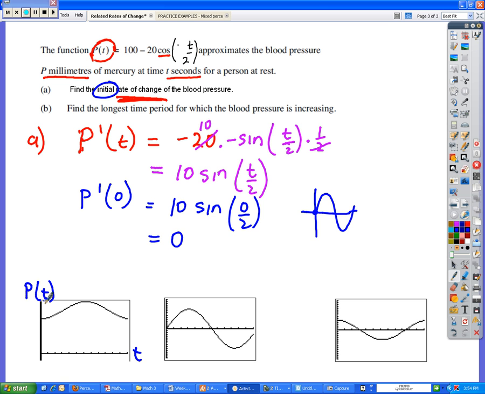Find the longest time period in which the blood pressure is increasing. So we can go and have a look at our graph. Where is it increasing? Certainly going up here all the way up to there. Okay, so we now want to find what this value is here.